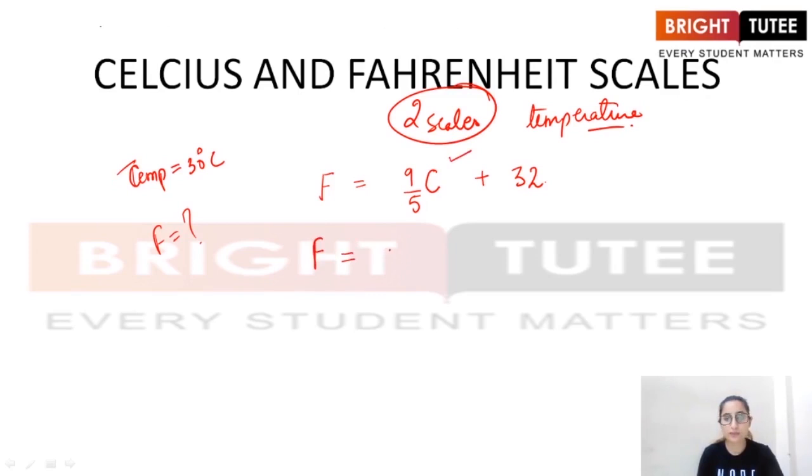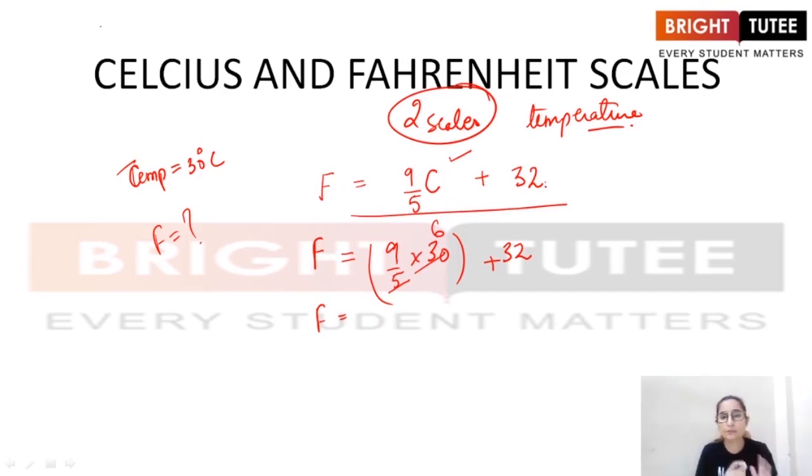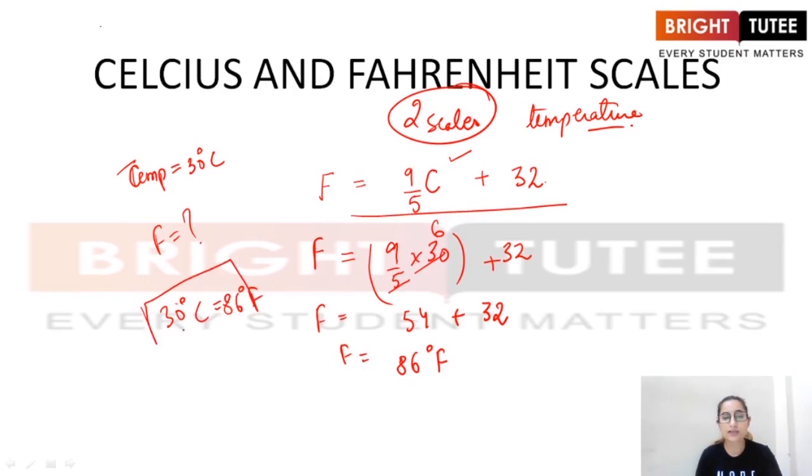We put the value of Celsius in the formula: 9 by 5 into 30 plus 32, right? So basically you simply have to calculate, right? As we know, the relationship between Fahrenheit and Celsius is F is equal to 9 by 5 into C plus 32. So a simple calculation has to be done by simply putting in the values. The value of Celsius can be given to you, or the value of Fahrenheit can be given to you. The value comes out to be 9 fives are 45... 9 times 6 is 54 plus 32, right? The temperature comes out to be 86 degrees Fahrenheit. So 30 degrees Celsius is equal to 86 degrees Fahrenheit. This is the value that comes out after the calculation.